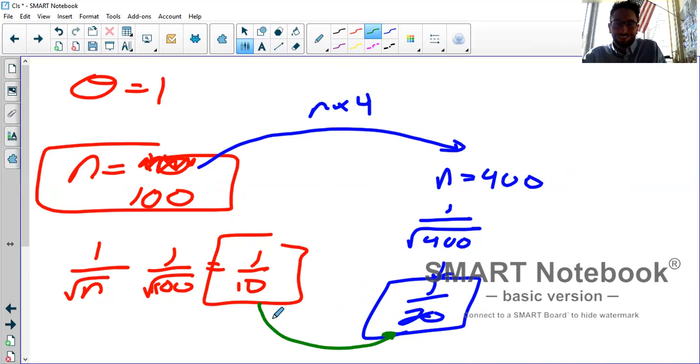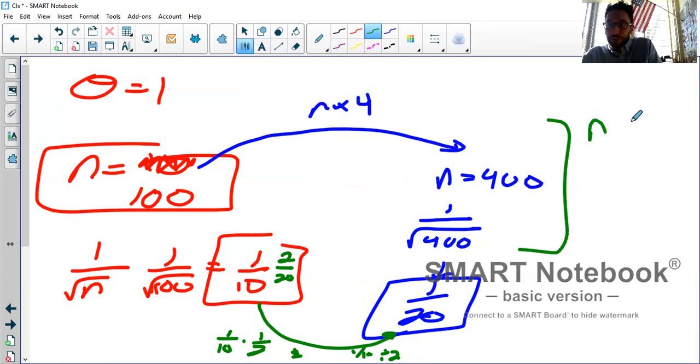How much smaller? Well, 1/20th is half of 1/10. You could think of 1/10 as 2/20ths, so this is half of that. Or you could think to yourself, 1/10 times 1/2 is 1/20th. And that's the same thing as taking 1/10 and dividing it by 2, cutting it in half. But ultimately, the takeaway is, if we take our sample size and multiply it by 4, the standard deviation of the sampling distribution ends up being divided by 2.